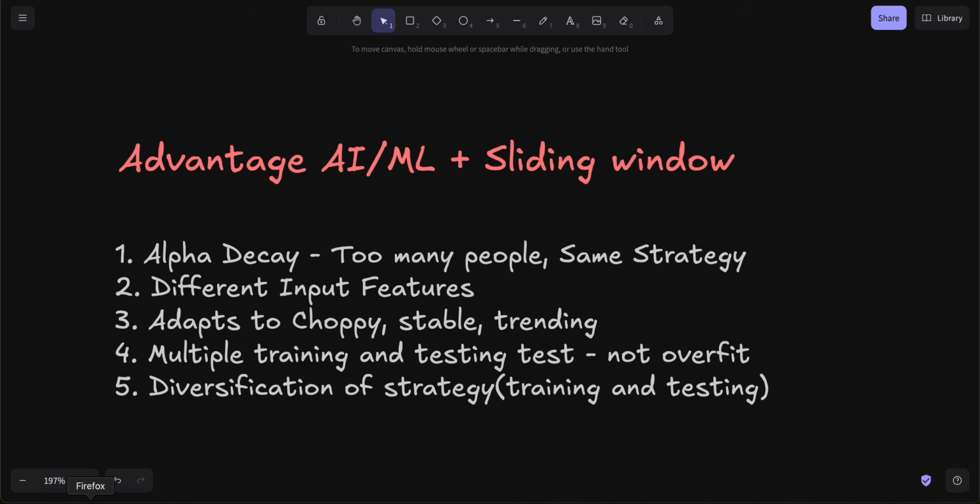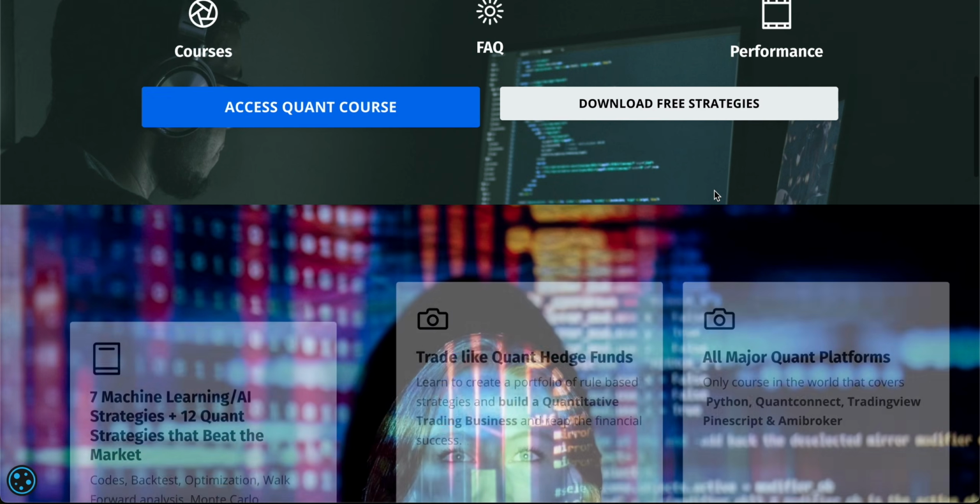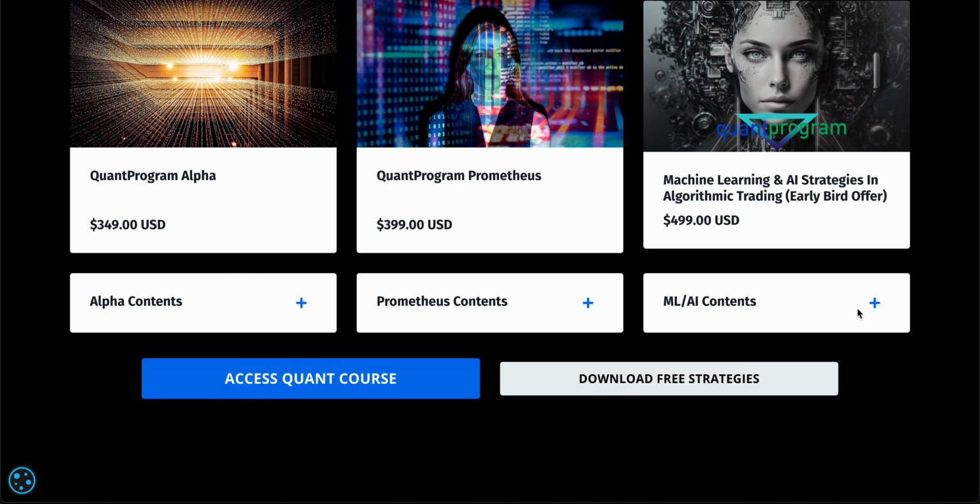So let's go into the code now. I'll just go into the code. The entire code is available to our core students in our quant program. This will be a newer addition to our strategies for machine learning and AI.